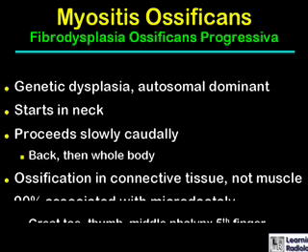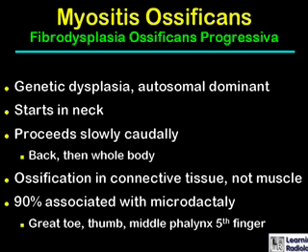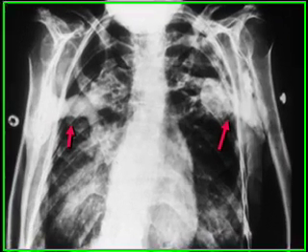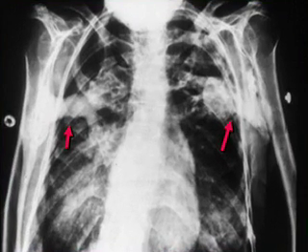And it is almost always associated with short great toe, a short thumb, or a short middle phalanx of the fifth finger. This is an example of Myositis ossificans progressiva, in which there are these large clumps of bone that are seen in this patient in the back.